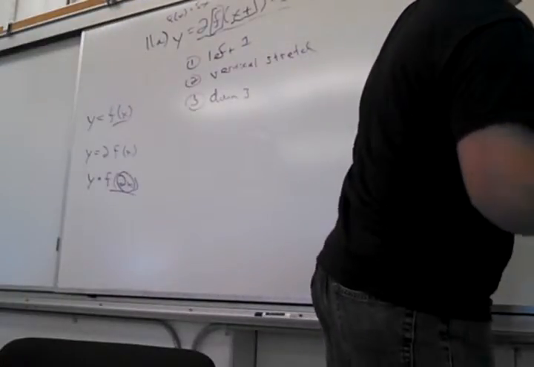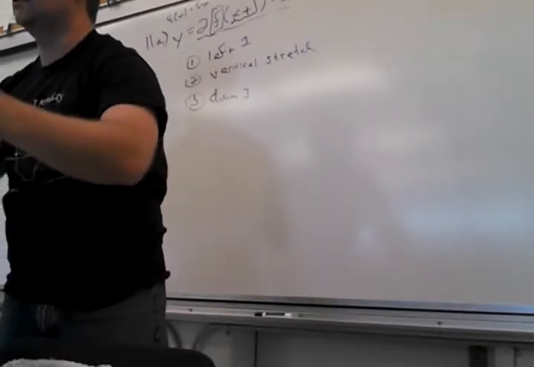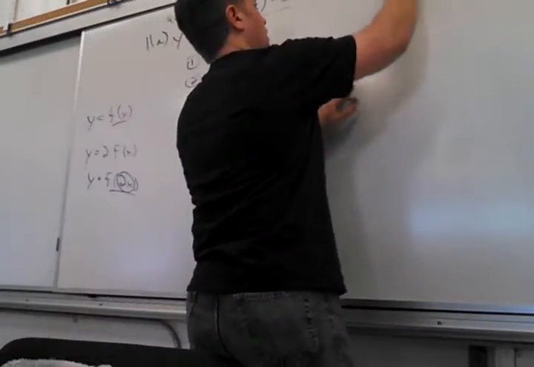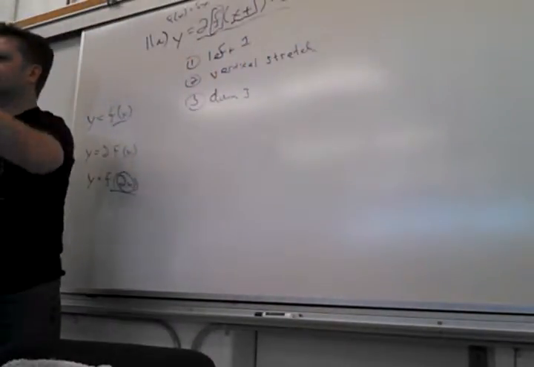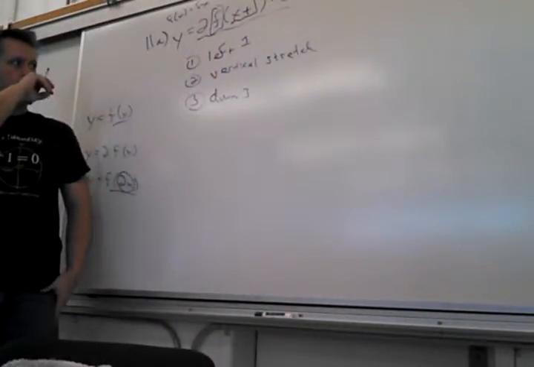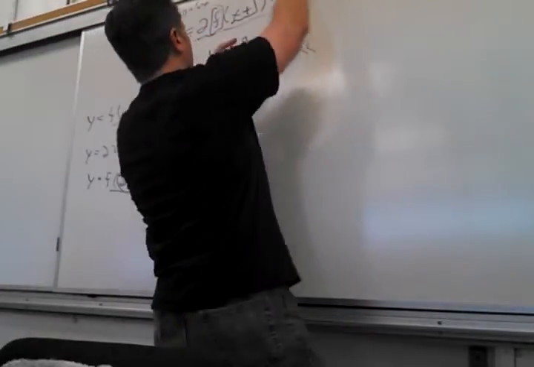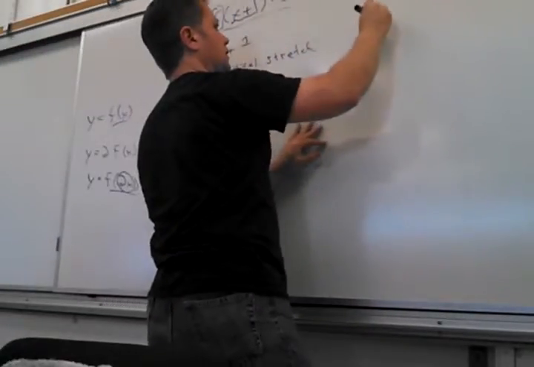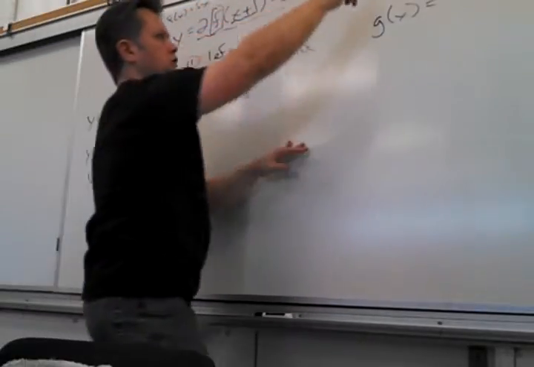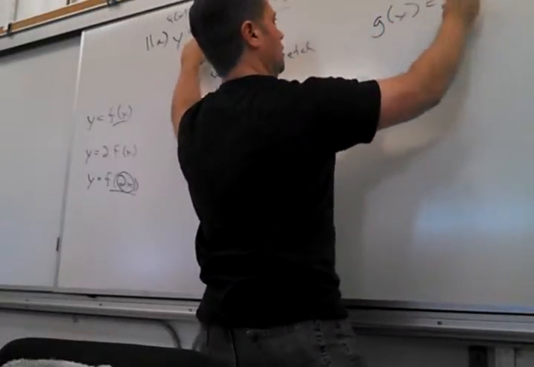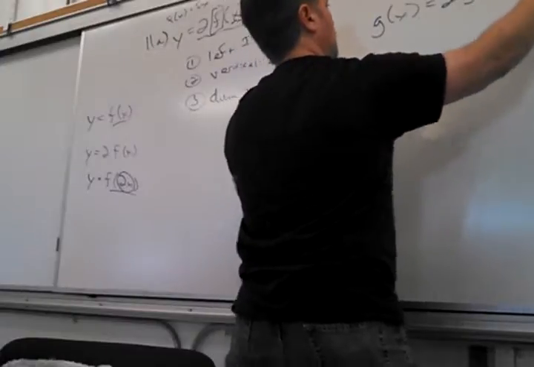So pick a function. What function? Any function. Square root of x. Sure. I want some kind of x dependence, so things will actually happen. So what would it look like if I applied this to it? Let's say that's g of x, now applying all this stuff to it. What would the function look like? 2 times the square root of x plus 1.